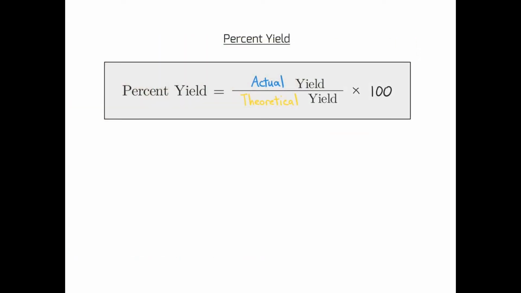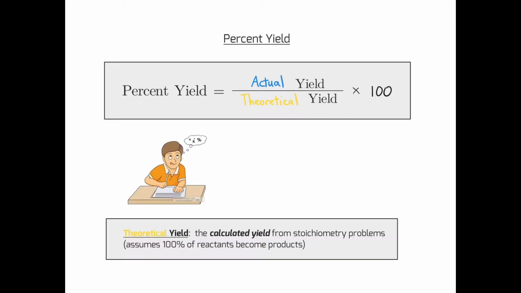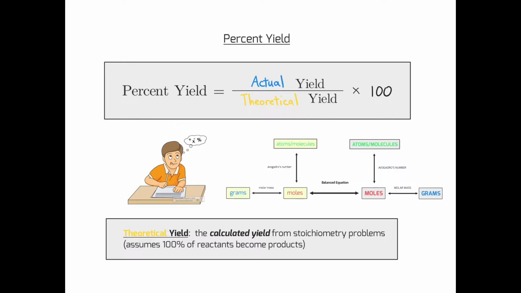When you calculate percent yield, you're going to use this equation. You're going to take the actual yield divided by the theoretical yield times 100. So let's take a look at what the theoretical yield actually is. The theoretical yield is the calculated yield from your stoichiometry problems. So when you convert grams of reactants to grams of products, these grams of products that you find are your theoretical yield.